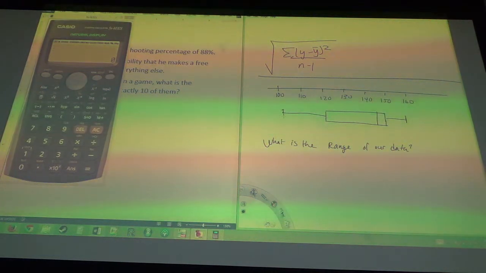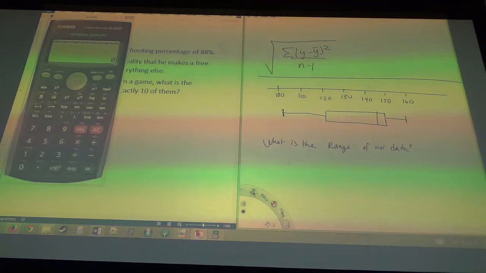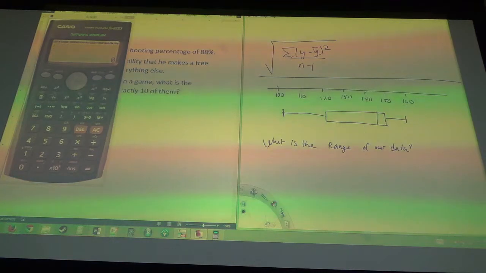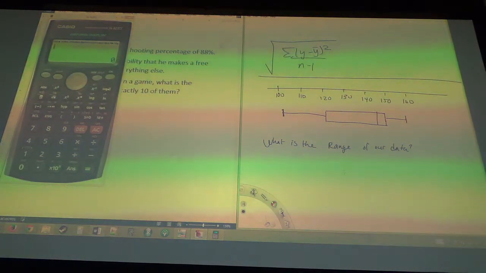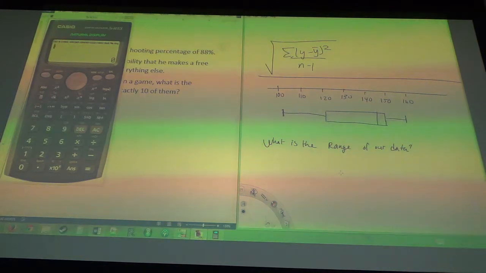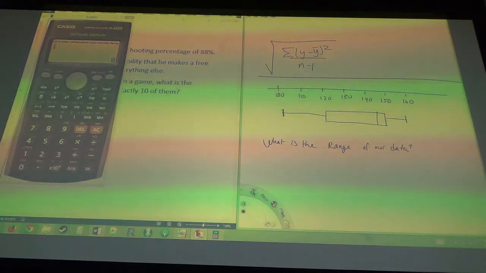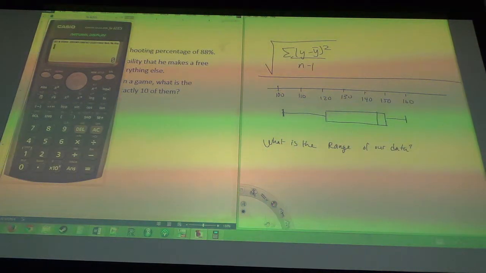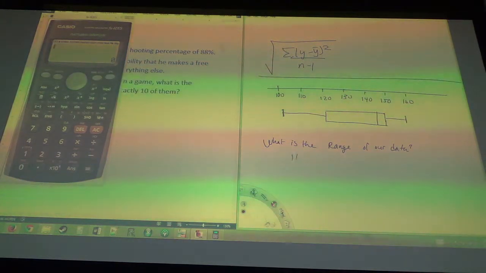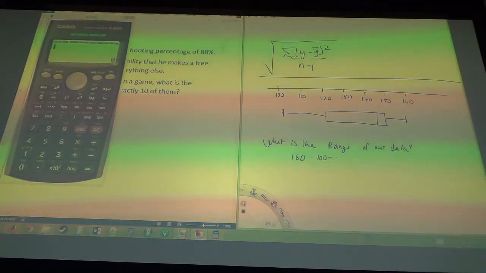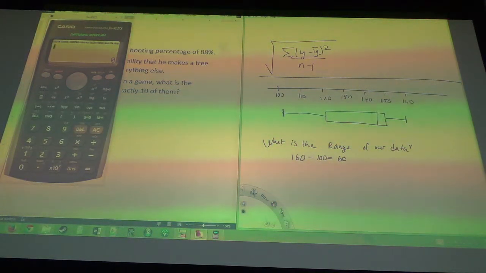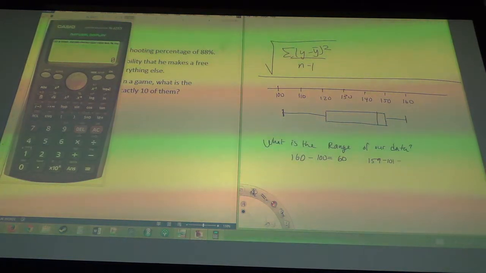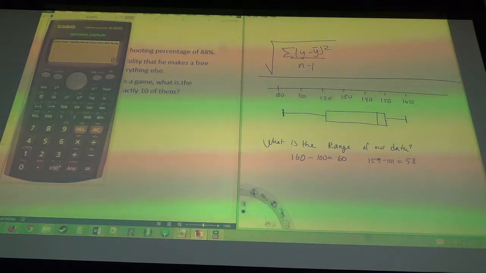So of course, in real life, the graph would be better, more precise than what I've drawn here. But what would you do for the range? Yeah, the range of our data. It looks like 160 or 159, and over here it looks like 100 or 101. So your range would be 160 minus 100, and you'd say the range is 60, or depending on how accurate the graph is, maybe it's 159 minus 101, a range of 58, okay? Either of these I would say is probably correct.